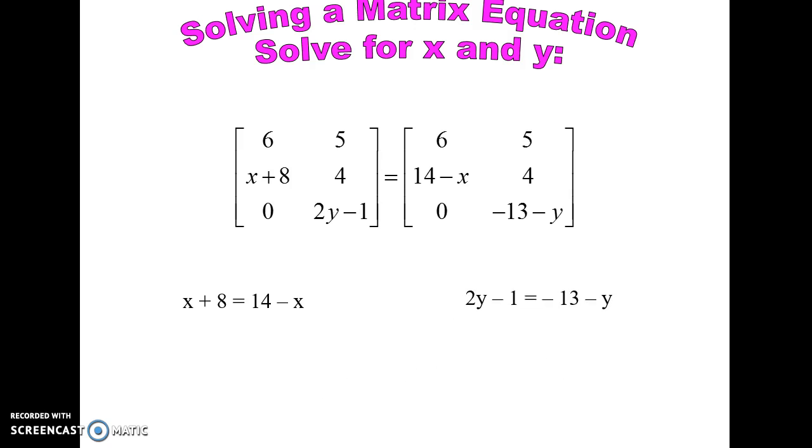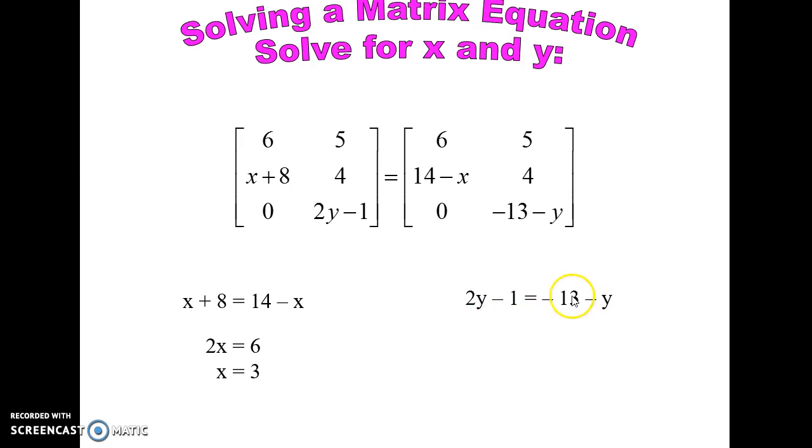Now you can solve for your variables by just solving these two tiny equations. So let's look over at the x one. Well, in order to solve any equation, you want your variables on one side and everything else on the other. So we're going to start by adding this x to both sides and moving this 8 over by subtraction. So when you add x, you get 2x. When you subtract the 8 from 14, you get 6. Then you're going to divide both sides by 2, and x equals 3.